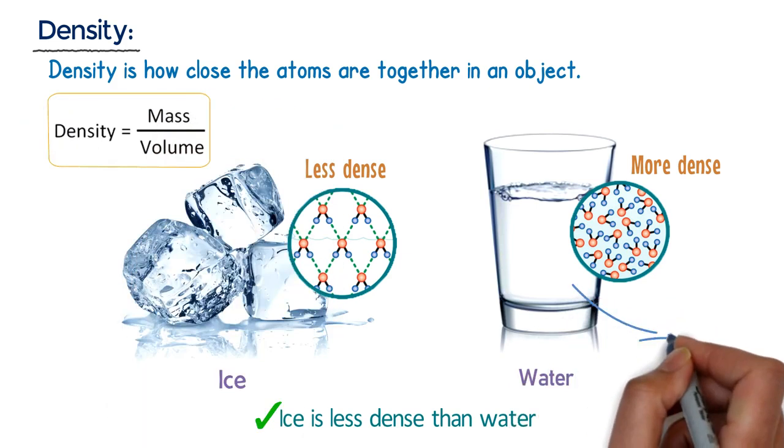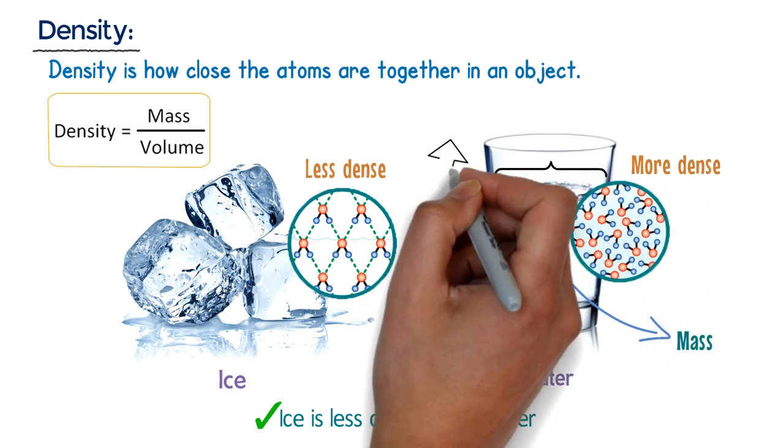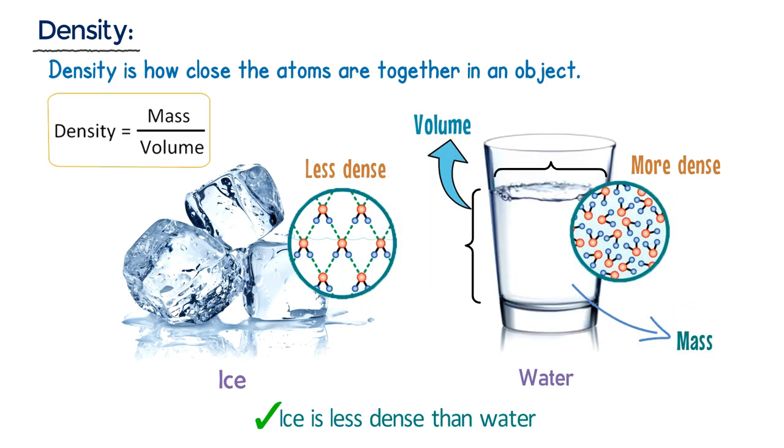Mass is the amount of matter in an object. Volume is the amount of space an object has. How do mass and volume affect density? Remember, density is how close the atoms are in an object. Let's look at an example.